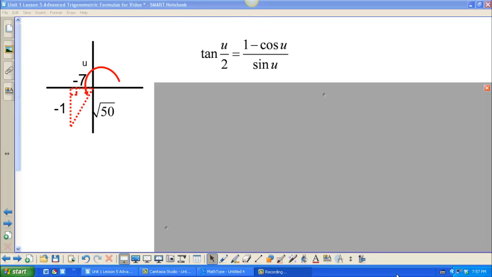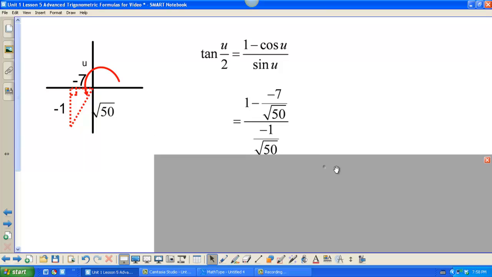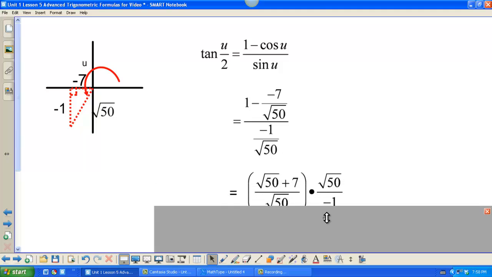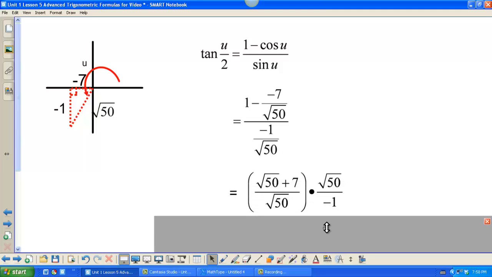And let's finish up with the tangent. The formula for tangent is 1 minus the cosine of u over the sine u. So the cosine is adjacent over hypotenuse, which is negative 7 over root 50. The sine is the opposite over hypotenuse, which is negative 1 over root 50. I'm going to get a common denominator in the numerator of root 50 over root 50, yielding root 50 plus 7 over root 50, because when you subtract a negative 7, it becomes a positive.